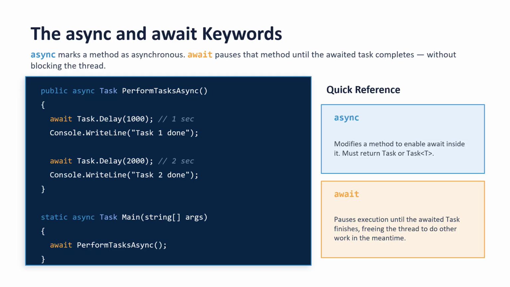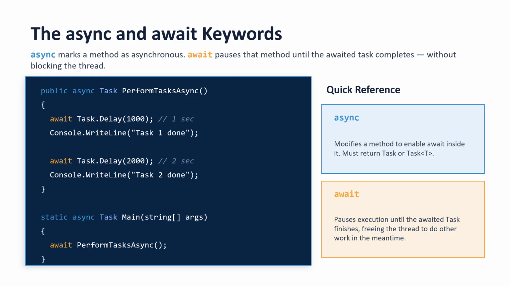The thread is freed up to go do other useful work while it waits, and your code picks right back up where it left off once that result is ready. So take a look here at our example, the PerformTasksAsync. It's marked async and returns Task. Inside, we await the Task.Delay, which has 1 second passed in as an argument. We print a message and then await Task.Delay for 2 more seconds and print another message.